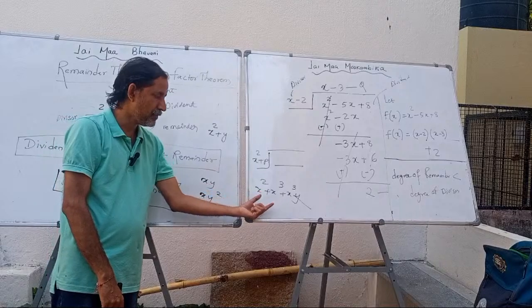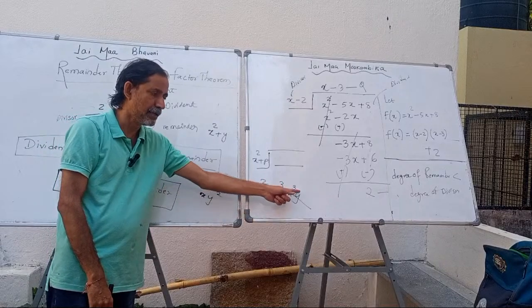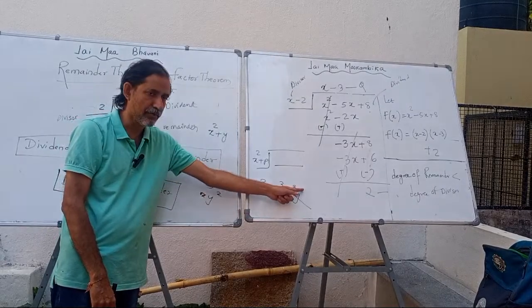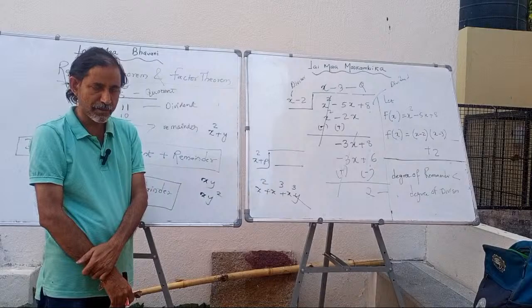Which is the one which has the highest degree? Here it is 2, here it is 3, here it is 4. x cube is 3, no? Here it is 3 and 1, 4. So the degree is 4, correct?